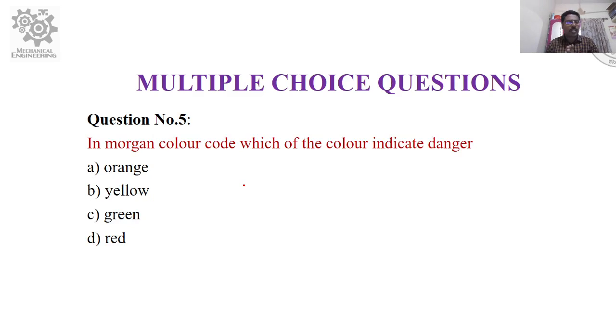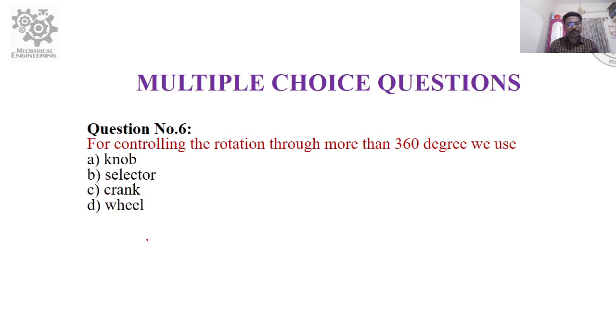So we go for question number 5. In Morgan color code, which of the colors indicates a danger signal? First one is orange, second yellow, third green, fourth red. So which is the color that indicates danger? Guess your answers, give correct answers.